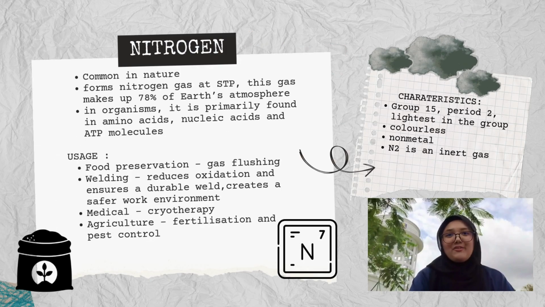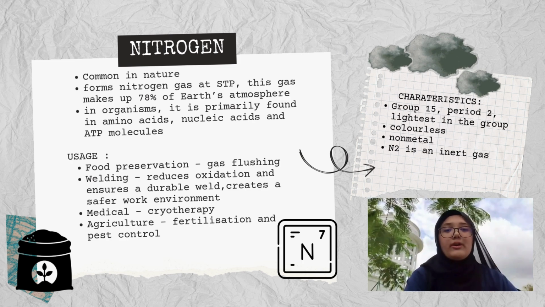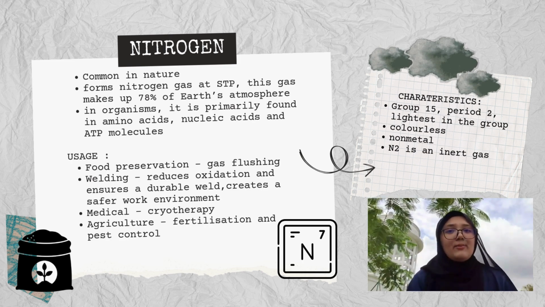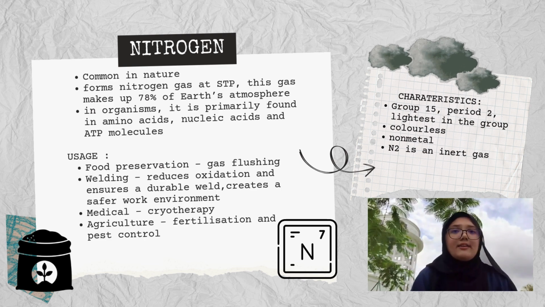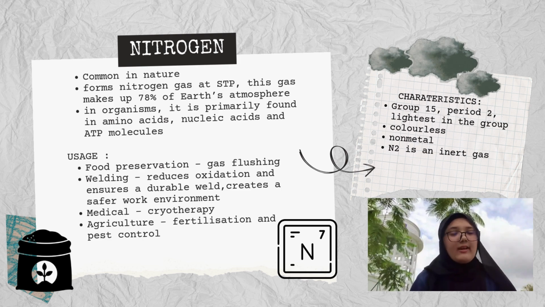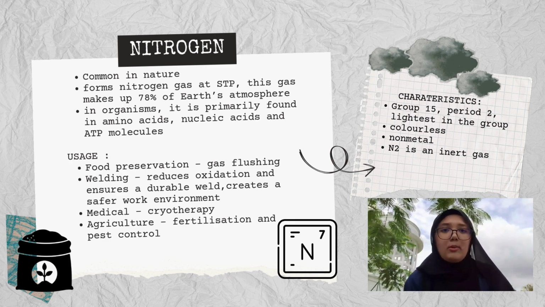Now let's talk about nitrogen. Nitrogen is in group 15 and period 2 of the periodic table, making it the lightest element in its group. It's a colorless non-metal, and in its gaseous form, nitrogen gas is inert and stable due to the strong triple bond between its molecules.